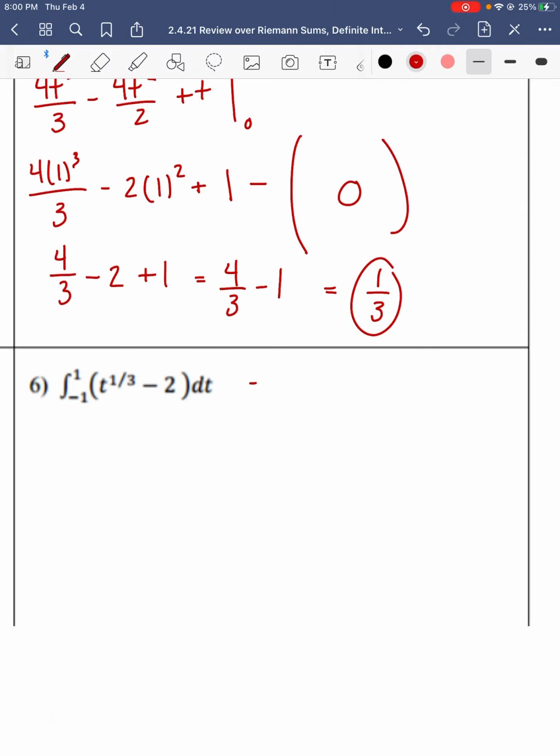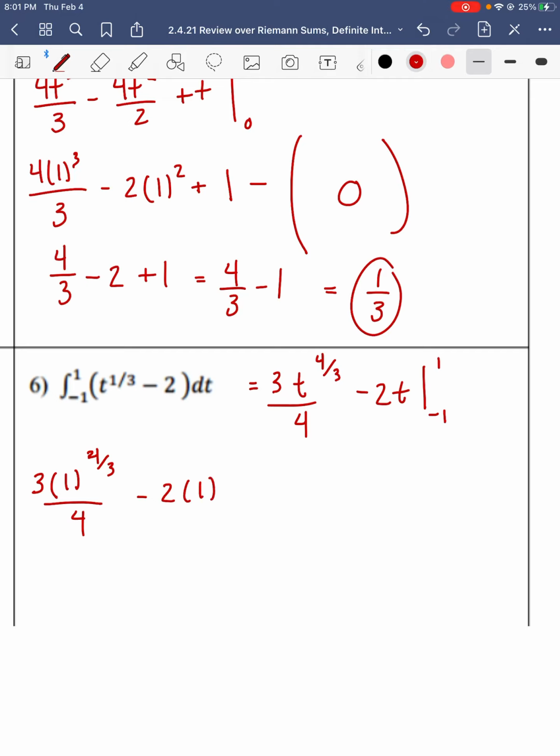And the last one is 6. When you take the antiderivative, you get t to the 4/3 divided by 4/3, which is really just 3 over 4, minus 2t evaluated from negative 1 to 1. So I have 3, 1 to the 4/3 over 4 minus 2 times 1 minus all of 3 negative 1 to the 4/3 over 4 minus 2 times negative 1.